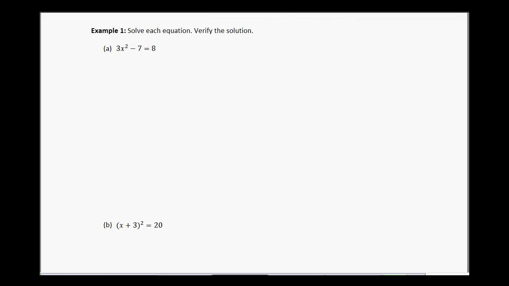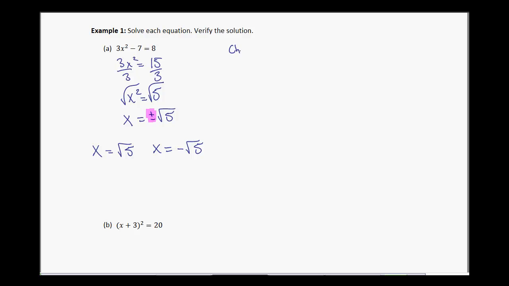Example 1. Solve each equation and verify the solution. Part A. 3x squared minus 7 equals 8. Let's solve by using our square roots by inversing our square there. First we need to isolate the x squared, so we get 3x squared equals 15. Dividing by 3, we get x squared equals 5. Now square rooting both sides here, we get x equals plus or minus square root 5. Very important that we include the plus or minus. Hence our roots here are going to be x equals square root 5 and x equals negative square root 5.